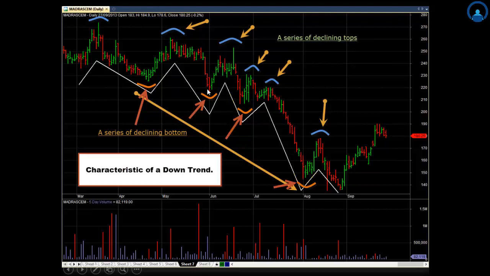So each low is below its previous low. Similarly, each high is below its previous high. You can see each recent high is below its previous high.